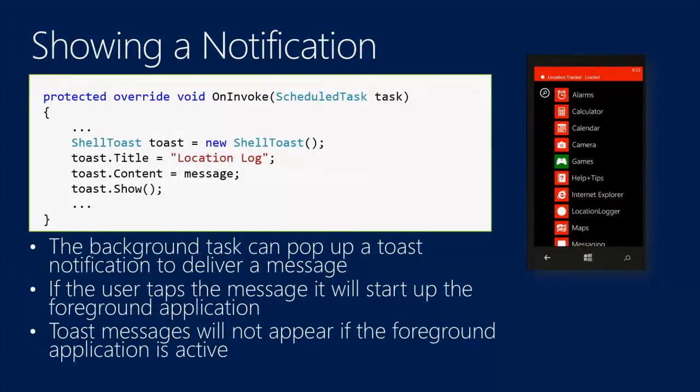As a little bit of last niceness, I make a toast, set the title location log, add a message to it, and show it, and this causes the phone to pop a little message up. And if the user hits that message when they see it, then that will cause the location tracker application to start running. So if you want to attract the attention of the user from your background task, that pops up, they hit it, and then they can go straight through into your application using a deep link, and off you go.